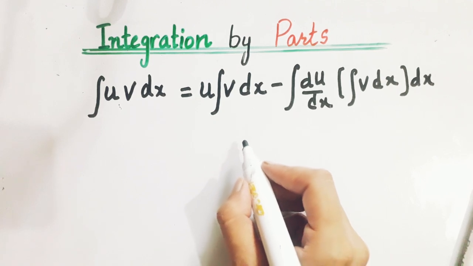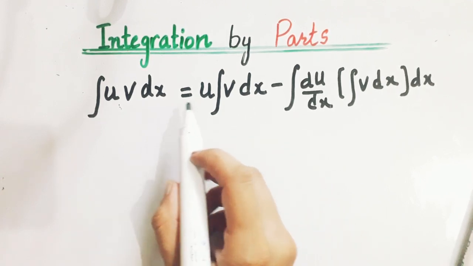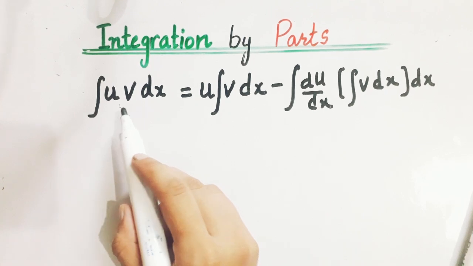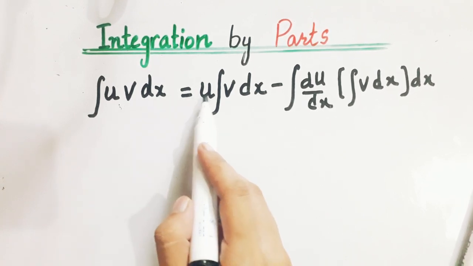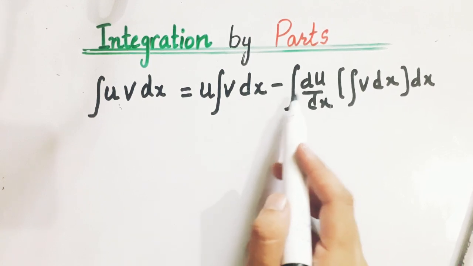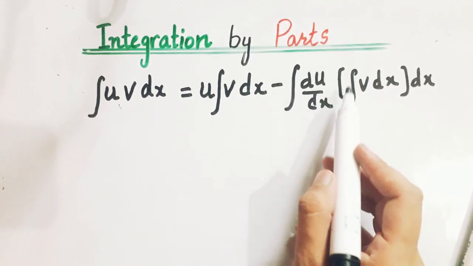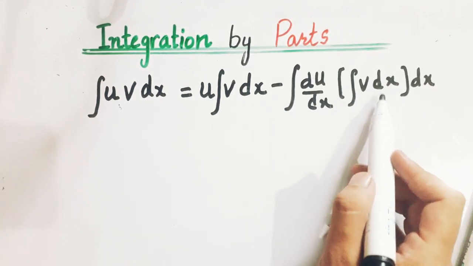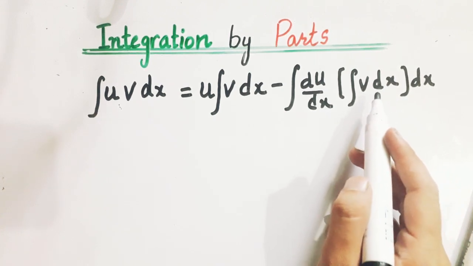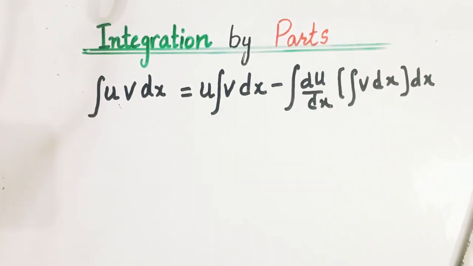This is the formula, the integral of the product of two functions. The integral of the product of two functions is the first function multiplied by the integral of the second function, minus the integral of the derivative of the first function multiplied by the integral of the second function. So this is the rule. Now we will prove this formula.